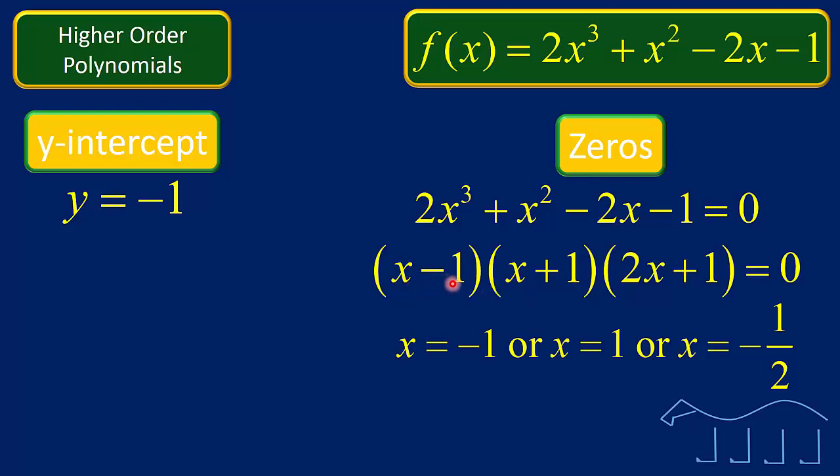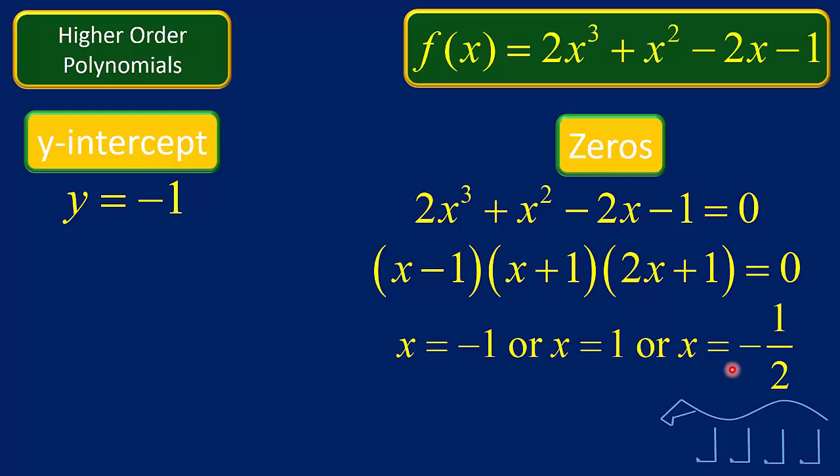For x minus 1, well, if x equals 1, that's a solution. And over here, we have 2x plus 1 equals 0. That's solved whenever x equals -1/2. So here we have the roots, the zeros. Zeros, roots, they're the same thing. And also, in this case, the zeros and the x-intercepts are the same. So this is where this graph crosses the x-axis.